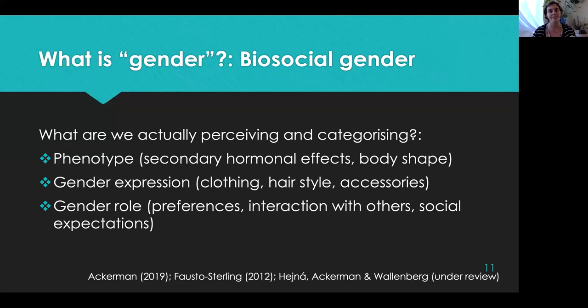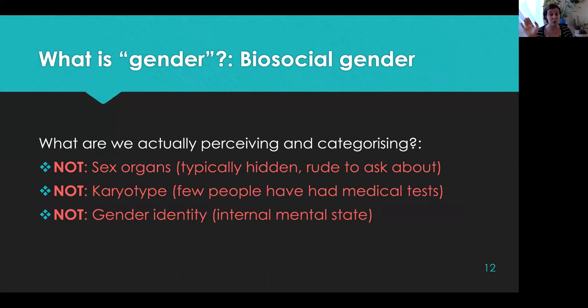It's not, however, your sex organs, because typically we don't see those and it's rude to ask about them. It's not typically the karyotype, which is your chromosomes or your genes, because even though they are broadly consistent with your phenotype, and your phenotype is strongly influenced by your karyotype, few people have actually had the medical tests in order to figure out whether they have two X chromosomes or an X and a Y chromosome or some other combination. And the fact that there's more than two combinations right there should tell you that your karyotype by itself is not enough to determine your gender. So that's something else altogether. Then finally, it's not your gender identity. So your biosocial gender influences your gender identity, but it's not the only thing, it's not the same thing.